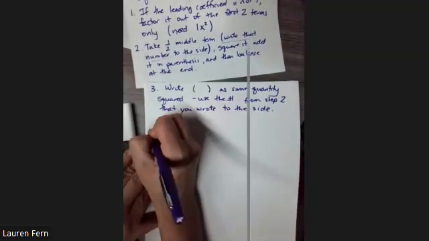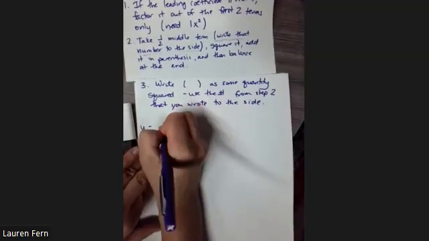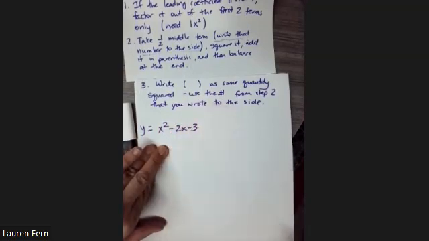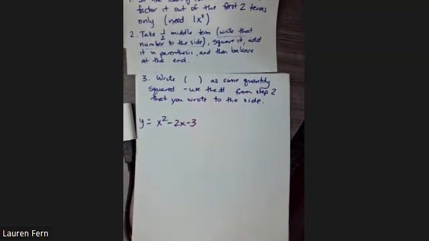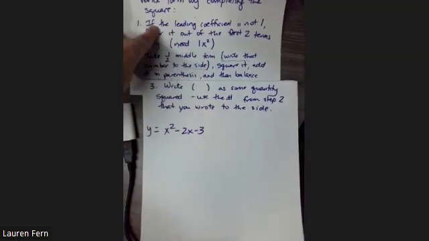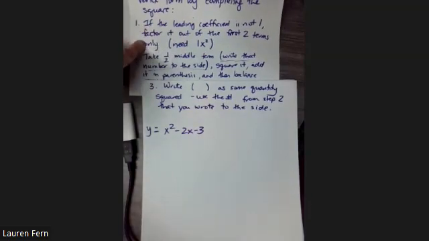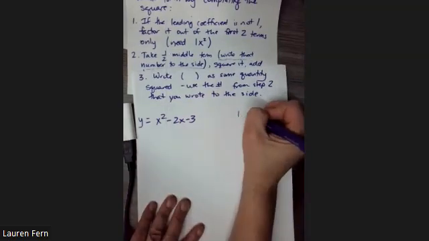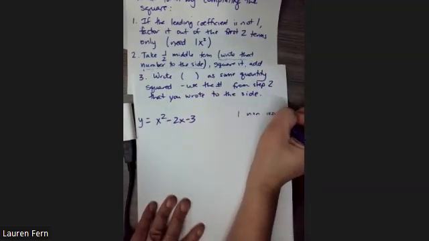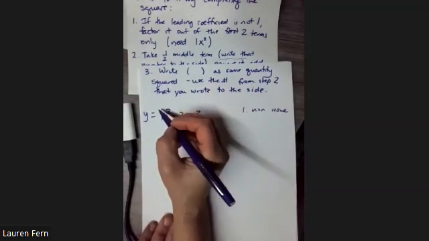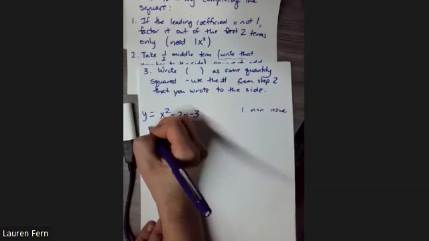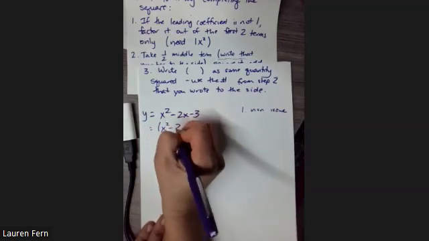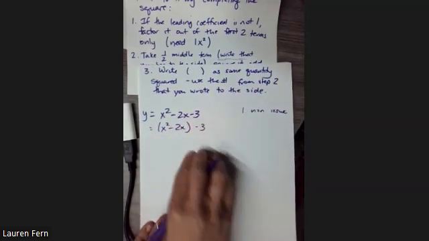So let's take our first example. What if I have x squared minus 2x minus 3? And what we want to do is write this in vertex form. Okay. Well, step 1 says if the leading coefficient is not 1, you need to factor it out of the first 2 terms. I claim step 1 is a non-issue. So what I'm going to do from here is just put parentheses around my first 2 terms.